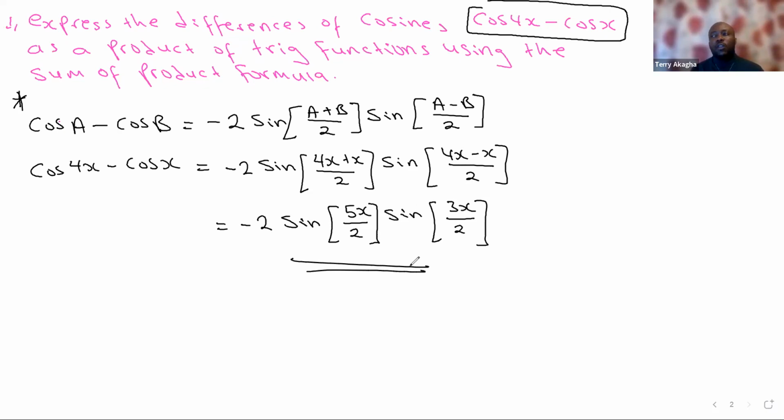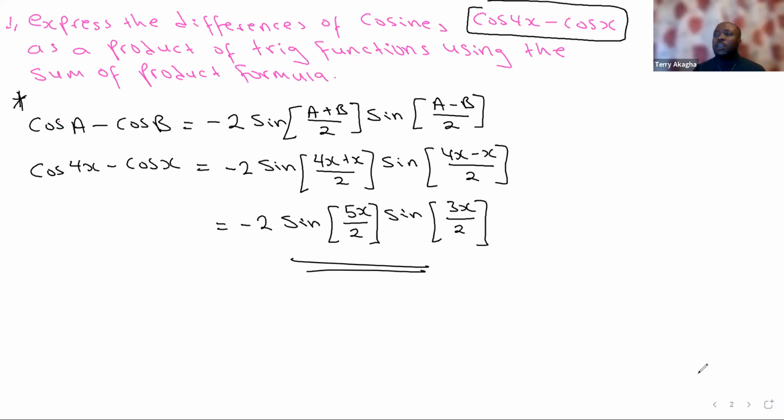Is that okay? So now you can see we've expressed the sum and differences of the ratios as a product, which is usually called the sum of product formula. Let me solve one more example. This time we have a sum. In the previous example, we had a difference: cos 4x minus cos x.